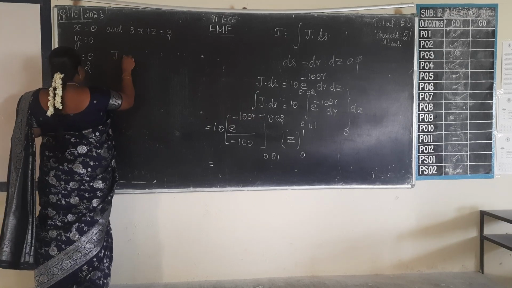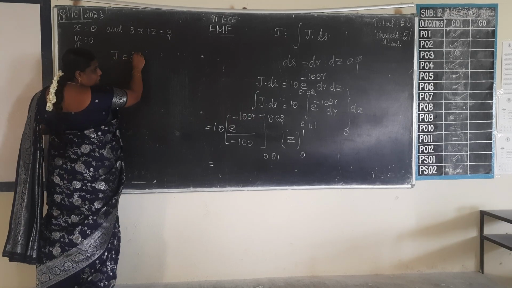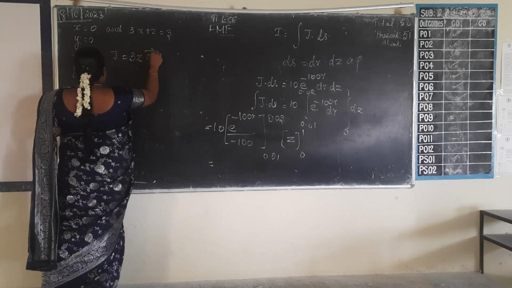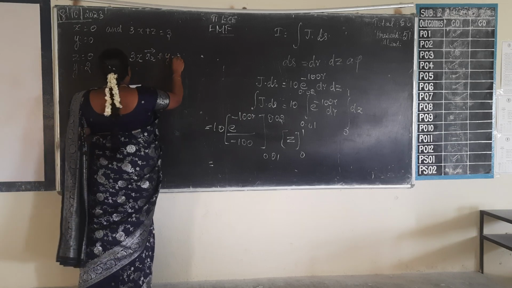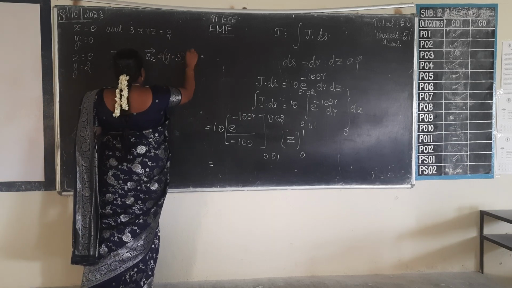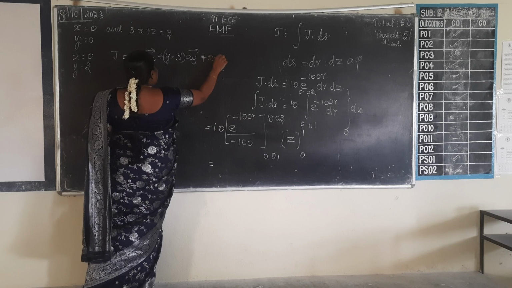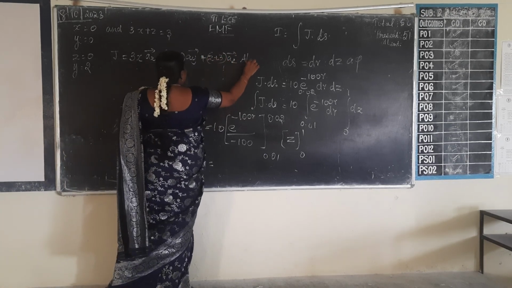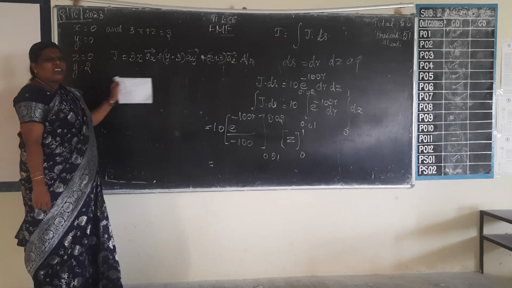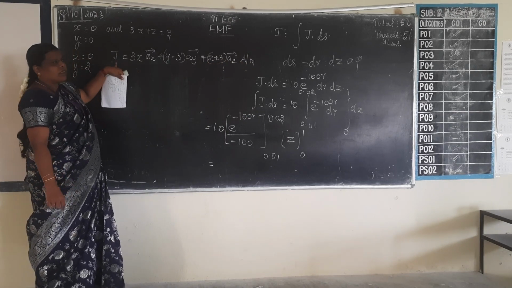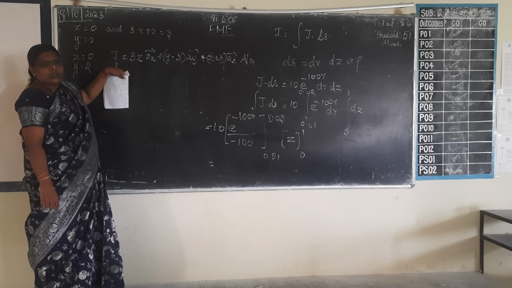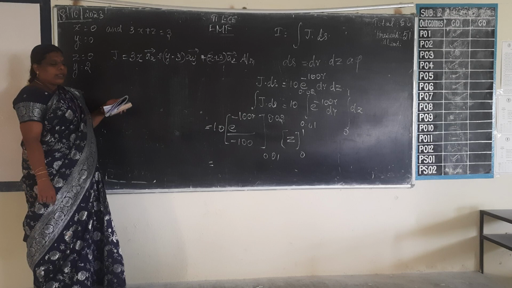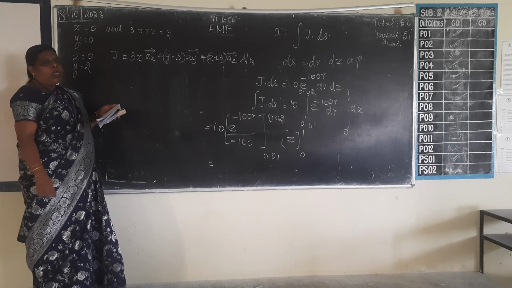J is equal to 3x ax vector plus (y minus 3) ay vector plus (z plus 3) az vector, ampere per meter. What is this? Current density. Now, again, find the total current.